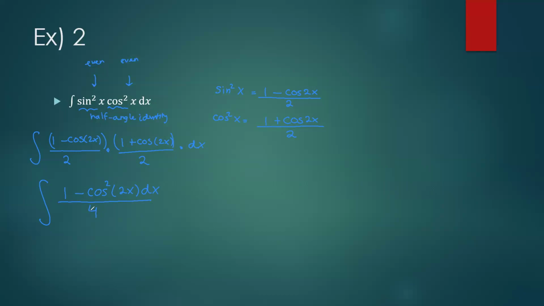So this 4 is like the same thing as 1 over 4, right? So what you could do is factor out that constant. So this is 1 minus cosine square of 2x dx. Yes, 1 minus cosine squared of 2x. Now, you're going to have to use another identity. So 1 is fine.